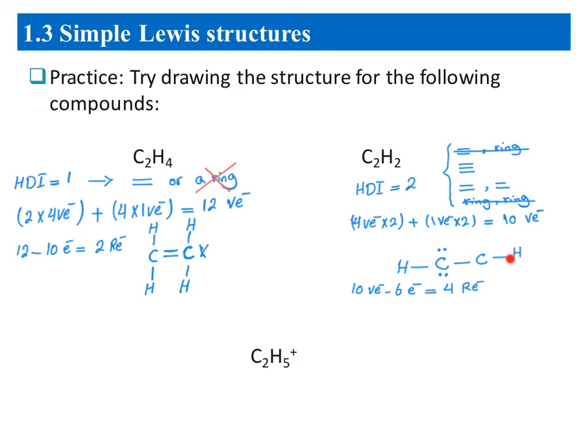So this hydrogen has duet, both of them. This carbon has 2, 4, 6, 8 electrons. It is octet. This carbon has 2, 4, so it lacks electrons. Therefore, this carbon will share the electrons to make both of them octet. And this is what we calculated with the HDI. So HDI 2 tells us we could have a triple bond, which is confirmed here.